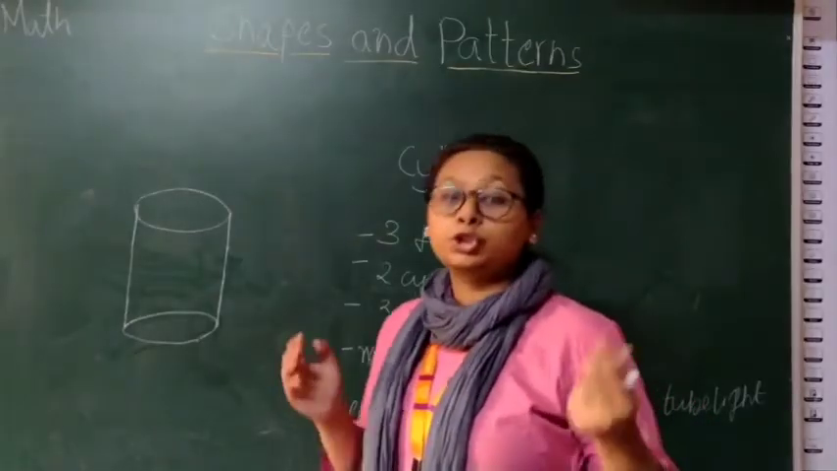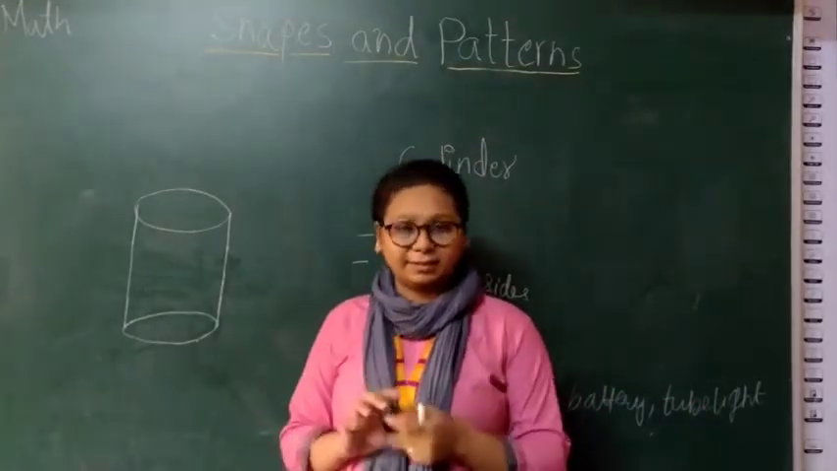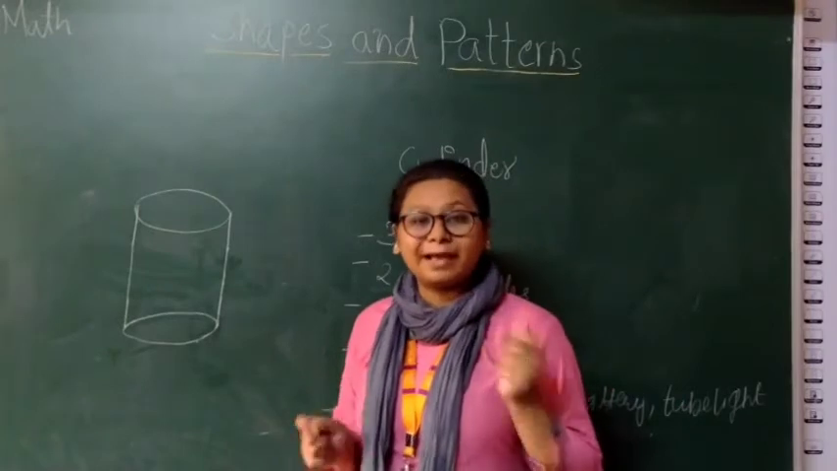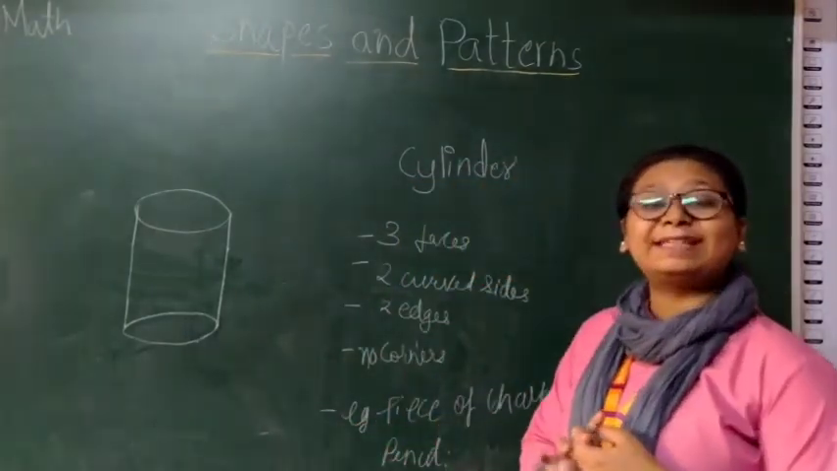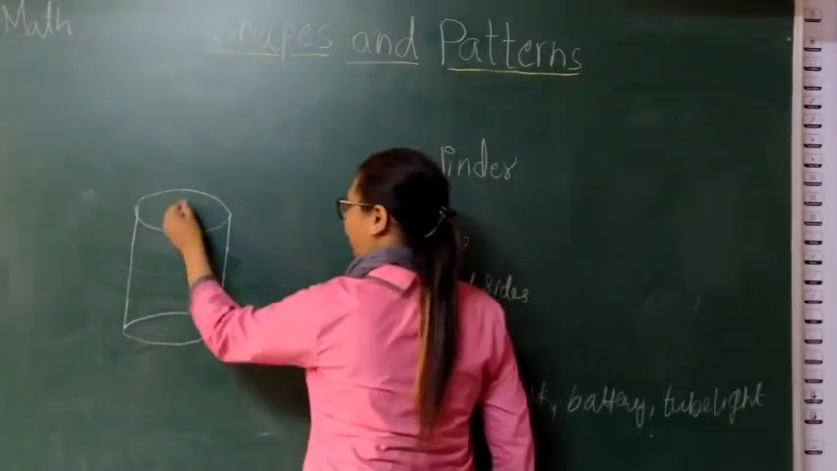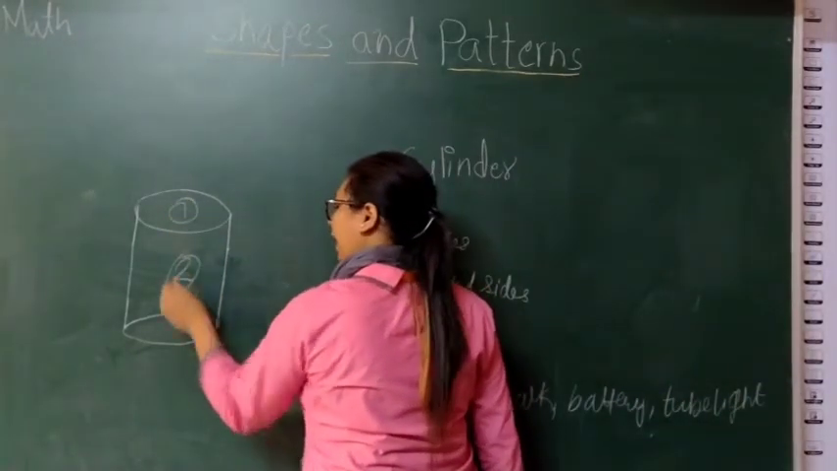Okay. So students, now coming to the cylinder. A cylinder looks like a drum. It has 3 faces. The cylinder has 3 faces. See, 1, 2 and 3.